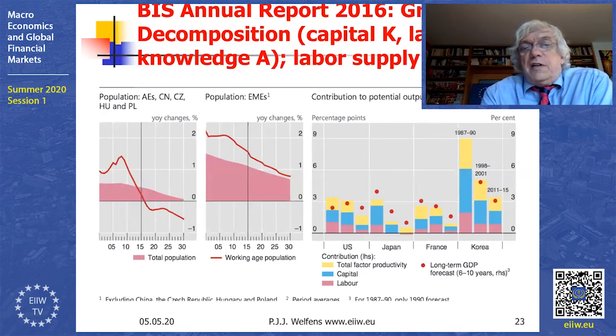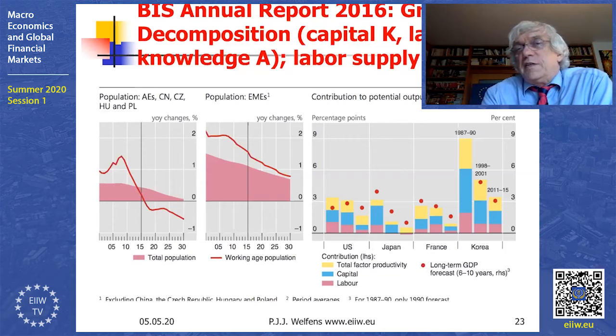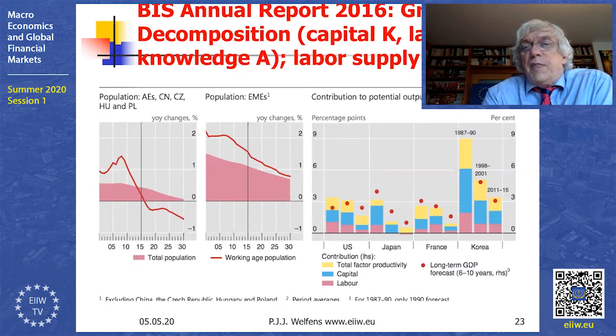Okay, here we have another graph which shows the contribution to potential output growth, and you have this for the US, for Japan, for France and Korea, and the right-hand graph. Yellow is total factor productivity growth. You have then the contribution from capital, which is in blue, and labor, which is in red. And what you can see is, potential output growth seems to be declining over time, from 1980, 70, 90 to 2011, 15, which is the latest bar. And I think it's fair to say that there is a decline of total factor productivity growth, except for Japan.